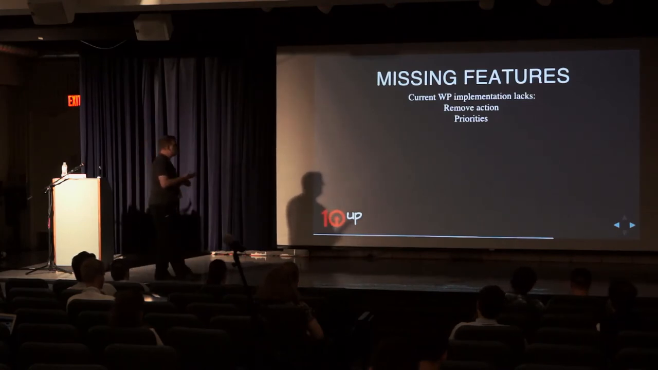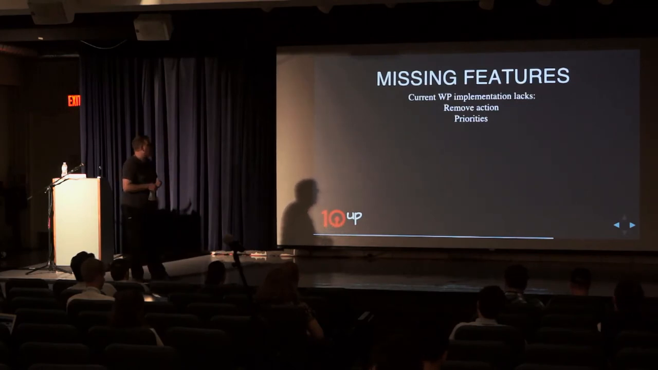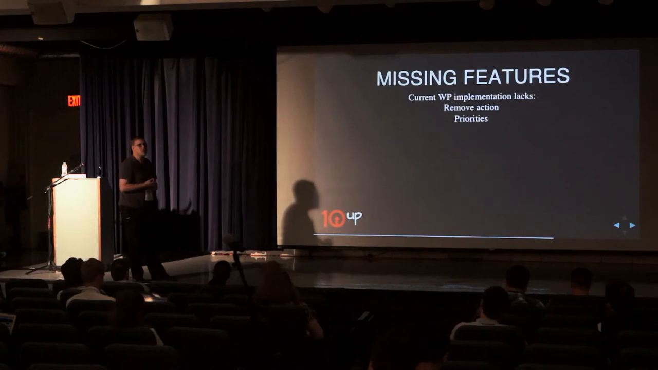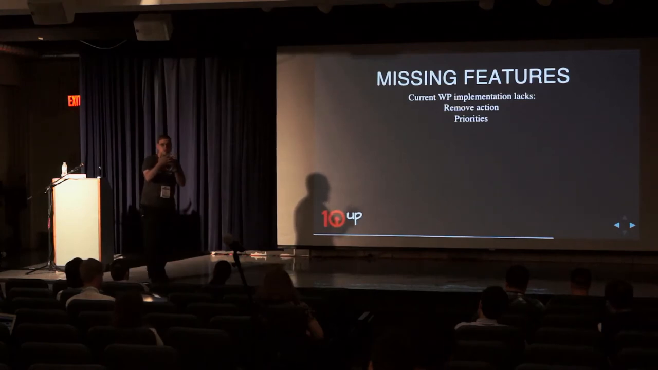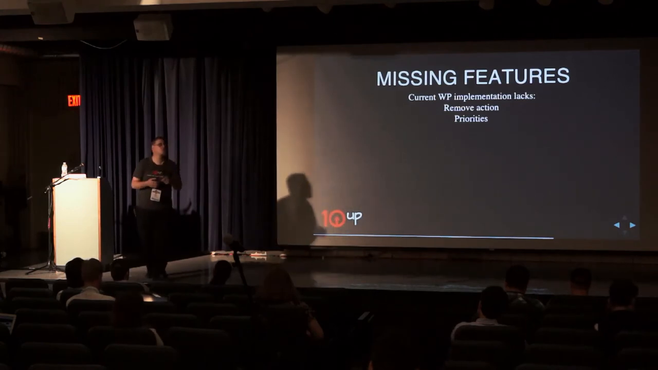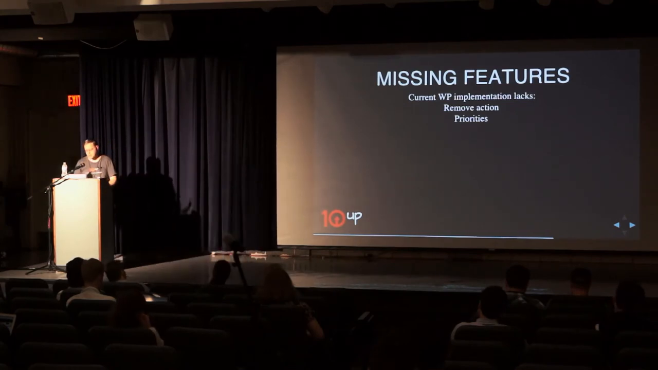With the current implementation, with how we're doing hooks right now, it's really tough to remove an action. We'll look at why in a second. And then also priorities. Make sure that they fire all these hooks that we hook in. What if we have five different things happening at once? And they're going to change that object, right? What if they're changing the wrong word? They might end up doing things to each other.